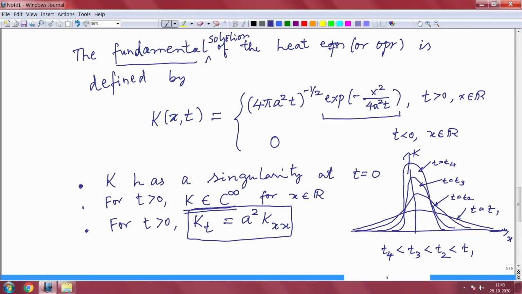Anything else? Okay. With this we close this lecture, and in the next lecture we will obtain the solution of the initial value problem for the heat equation, and there again we see the role played by this fundamental solution. Thank you.